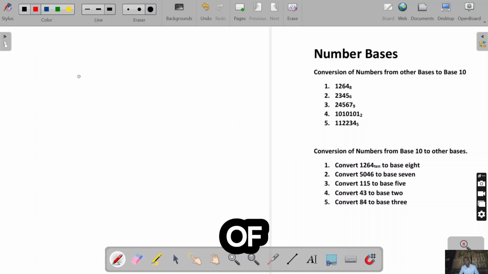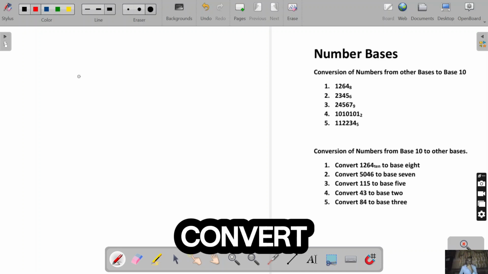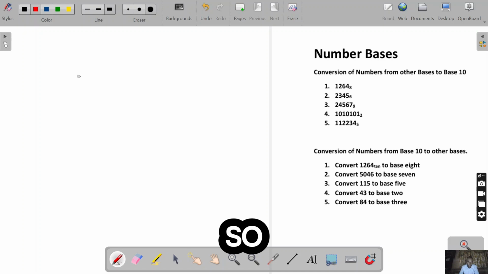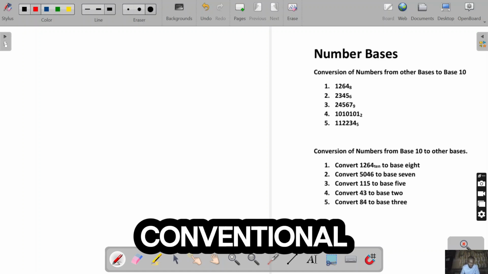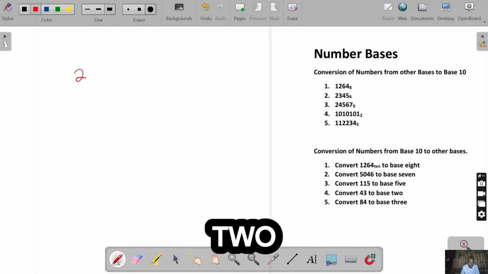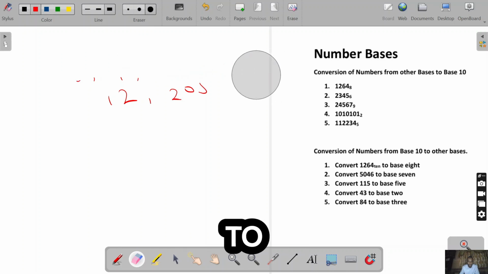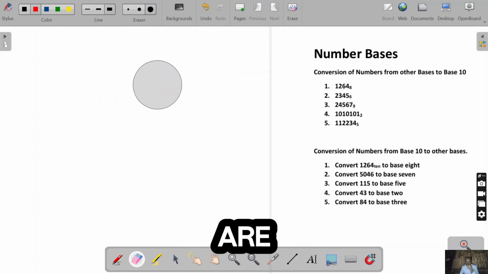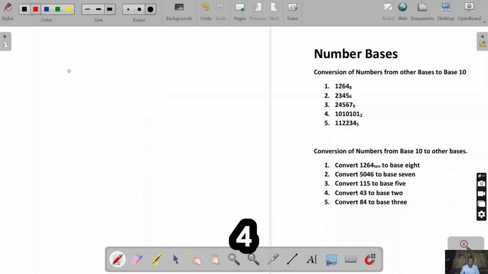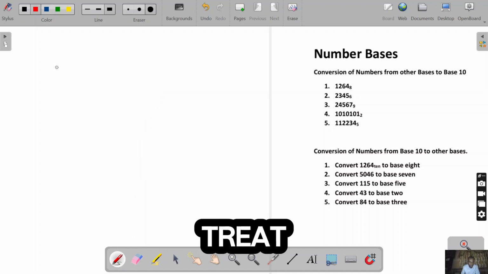Okay, so conversion of number bases. So we've seen how to convert from other bases to base 10. Now, how do we convert from base 10 to other bases? So like I said, base 10 is your conventional counting numbers. We have 2, 4, 6, 8, 11, 12, 205. All these numbers are in base 10. Now, how do we convert them to other bases? If we are converting the number to other bases, what do I need to do? Like 1264 base 10 to base 8, how do I treat it?